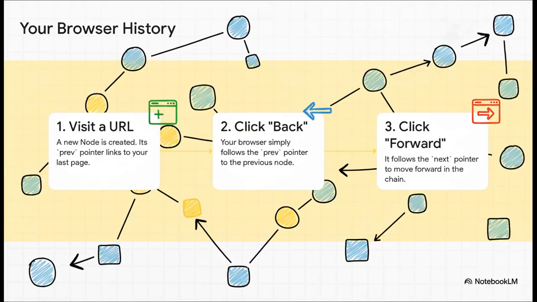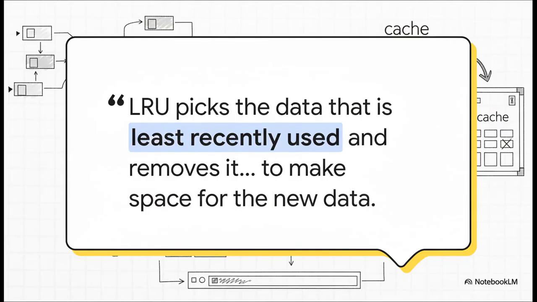Well, you're looking at a perfect real-world example of a doubly linked list. Every single web page you visit is a node in that list. When you click a link, a new node gets created, and its previous pointer links back to the page you just left. So when you click back, all your browser's doing is following that prev pointer. Click forward, you guessed it, it's just following the next pointer. It's that elegant.